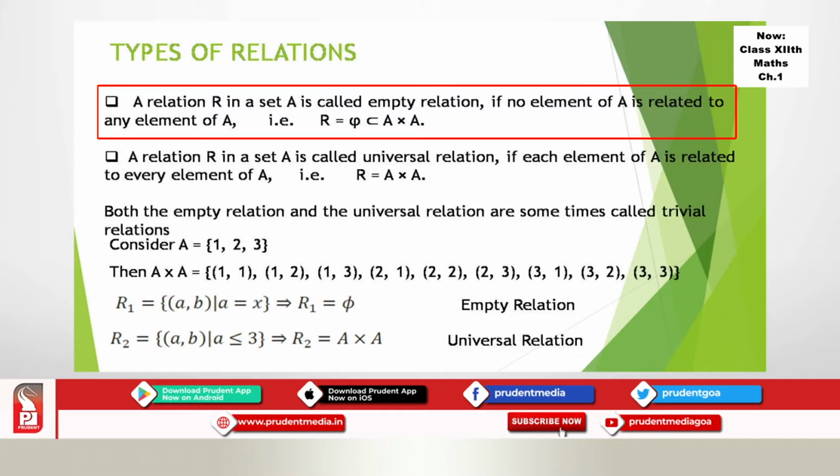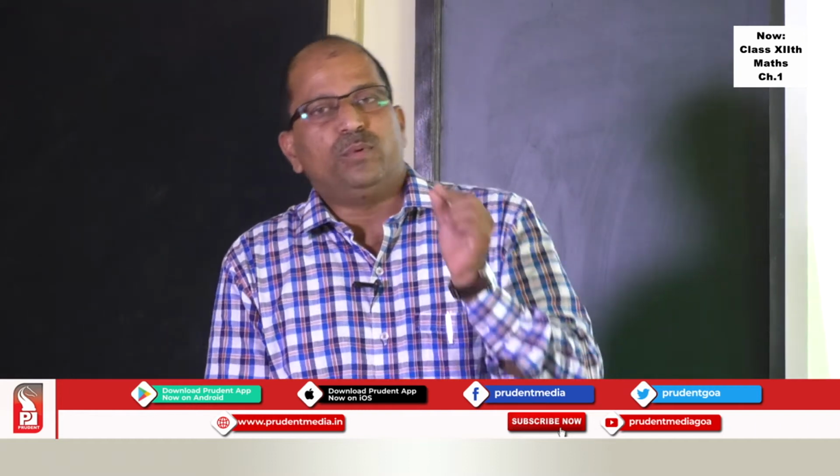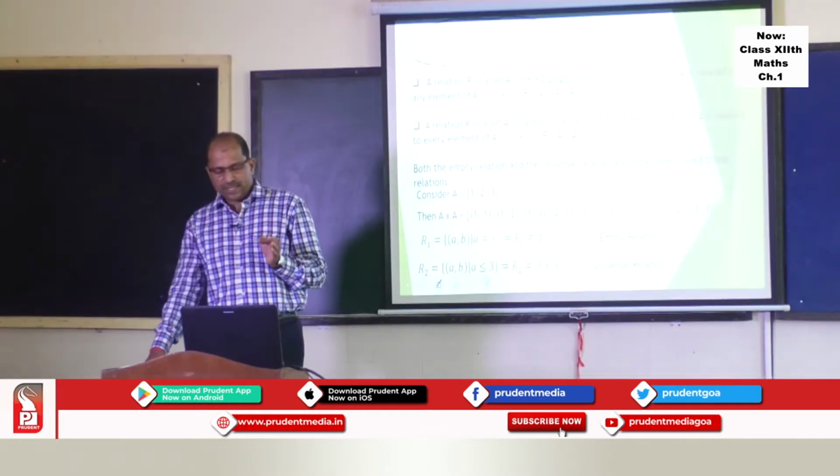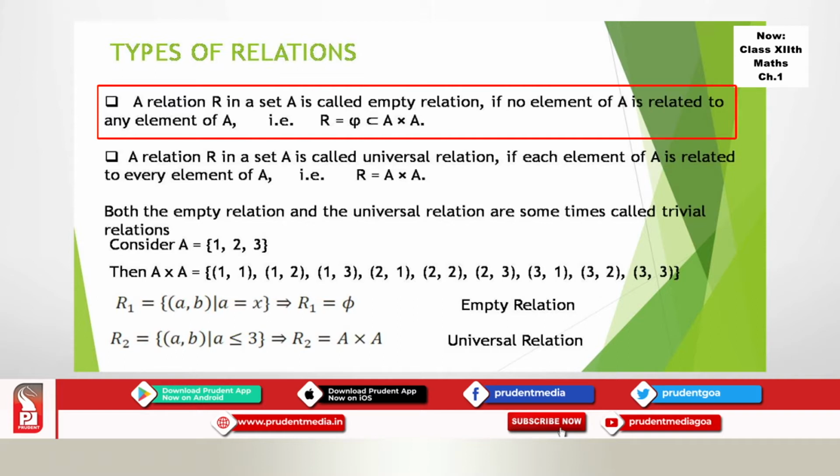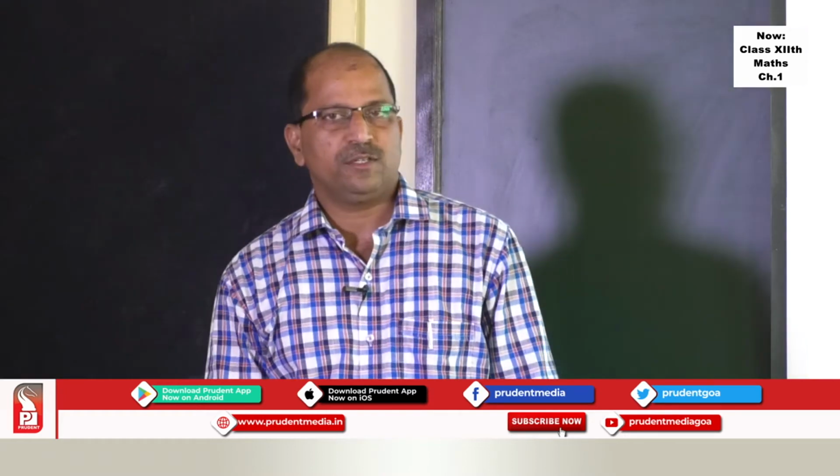Empty, nothing is there. Relation R is called an empty relation if no element of set A is related to any other element of set A. Now, when I say relation in set A, both the sets are A here. So, I am talking about A cross A. So, a relation R in set A is called an empty relation if no element of set A is related to any other element of set A. Because you remember I told you what is the relation.